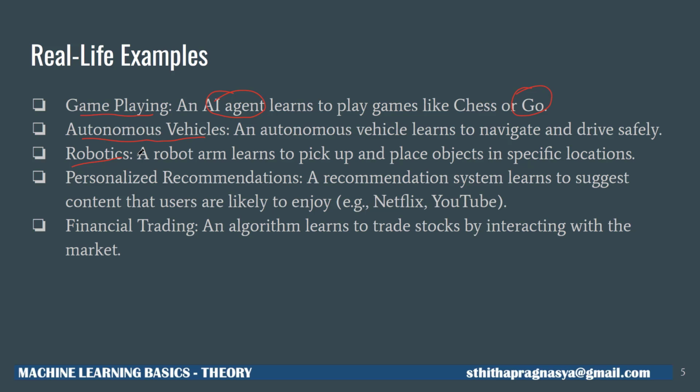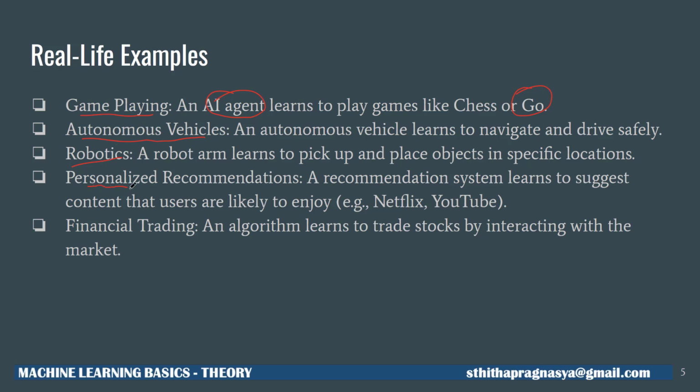Rewards, positive rewards for successful picking up and placing objects. Negative rewards for dropping objects or taking inefficient paths. The robot arm starts with basic movements and gradually learns to optimize its actions to perform tasks more accurately and efficiently. And the outcome, the robot arm can perform complex tasks autonomously, improving productivity in industrial settings.